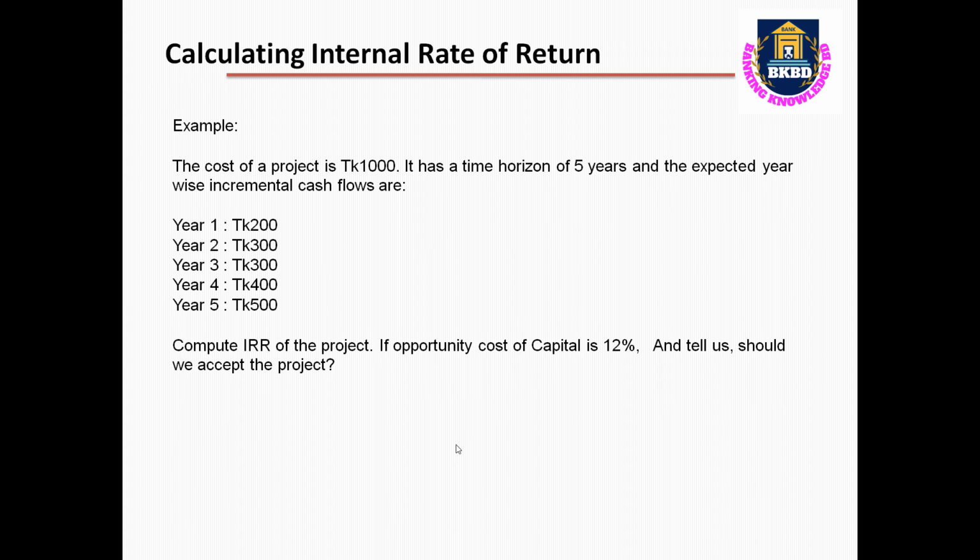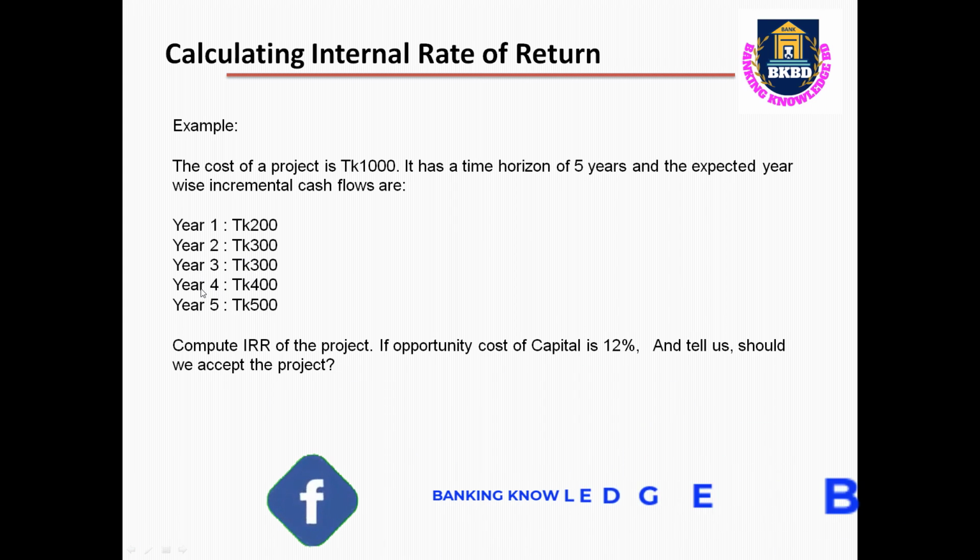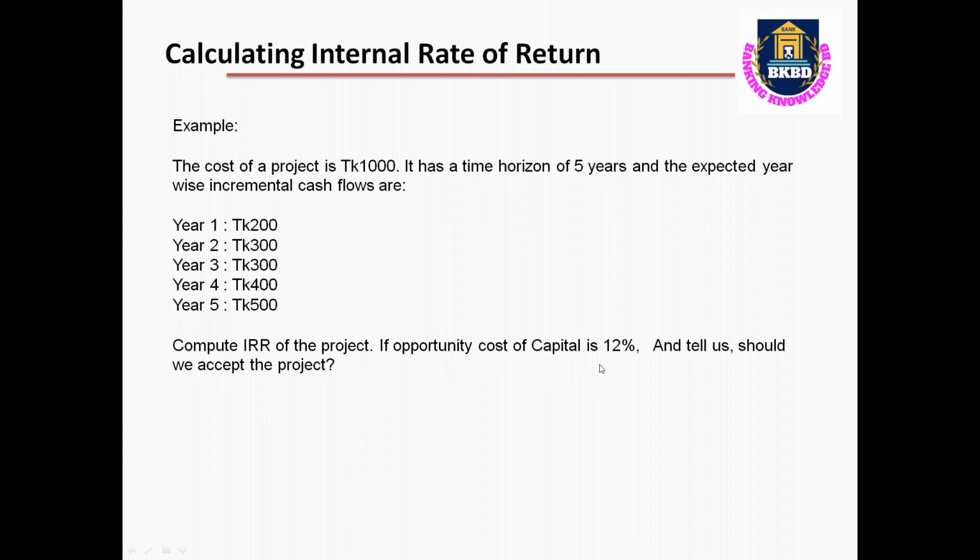So now this is an example. The cost of a project is taka 1000. It has a time horizon of 5 years, and the expected incremental cash flows are, for the first year, taka 200, for year 2 taka 300, year 3 taka 300, year 4 taka 400, and year 5 taka 500. So compute the IRR of the project. The opportunity cost of capital is 12%, and tell us should we accept the project or reject.